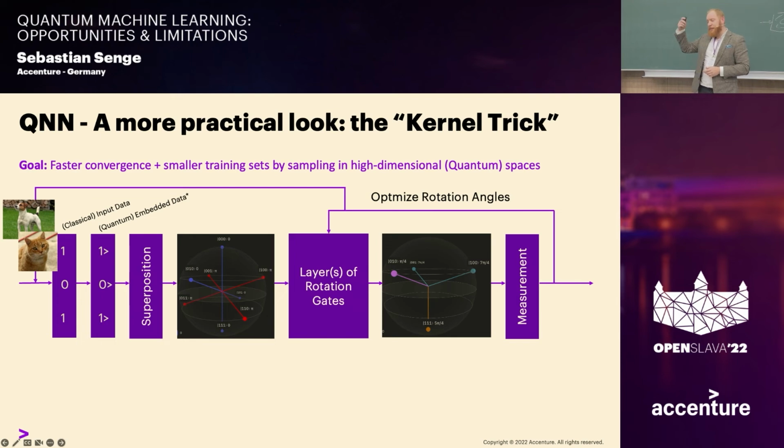Here we see another iteration or another level of detail, basically. So on the left side, you know that, right? We want to tell dogs and cats apart. So we have the classical input here, and then we need to do the state preparation and embedding from the previous slide. We somehow need to turn that into quantum data.